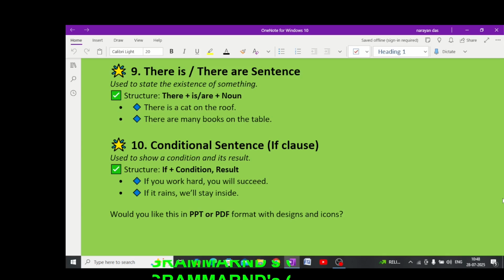Structure: there plus is or are plus noun, and then you can give other words. Example sentences are: there is a cat on the roof. Is is the verb, cat is the noun, and on the roof is the other part. Second example: there are many books on the table.